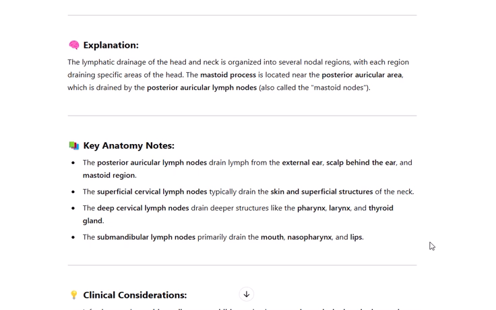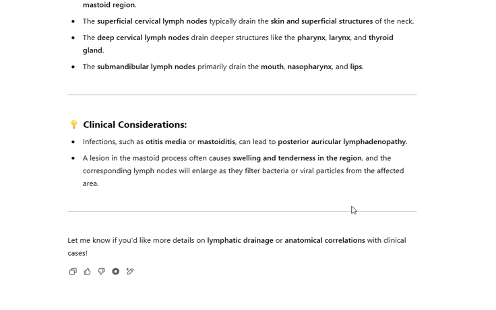Clinical considerations. Infections, such as otitis media or mastoiditis, can lead to posterior auricular lymphadenopathy. A lesion in the mastoid process often causes swelling and tenderness in the region, and the corresponding lymph nodes will enlarge as they filter bacteria or viral particles from the affected area.